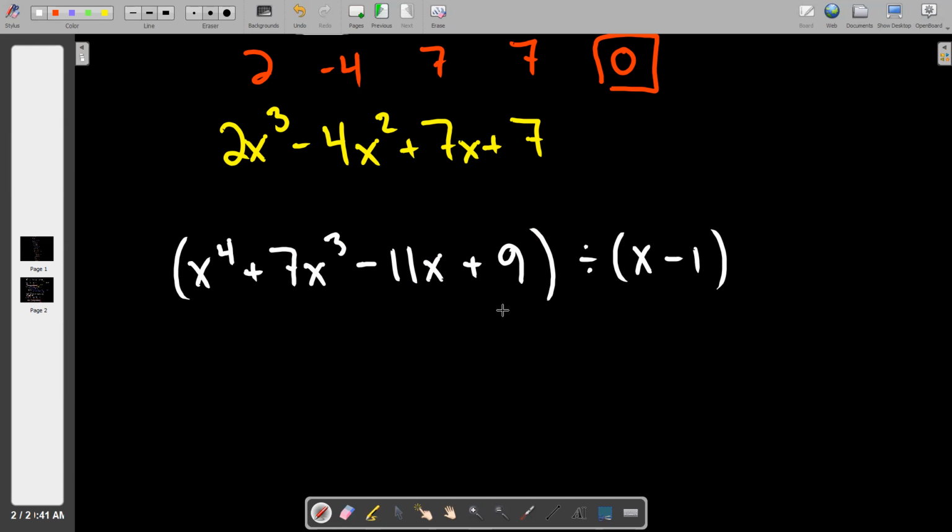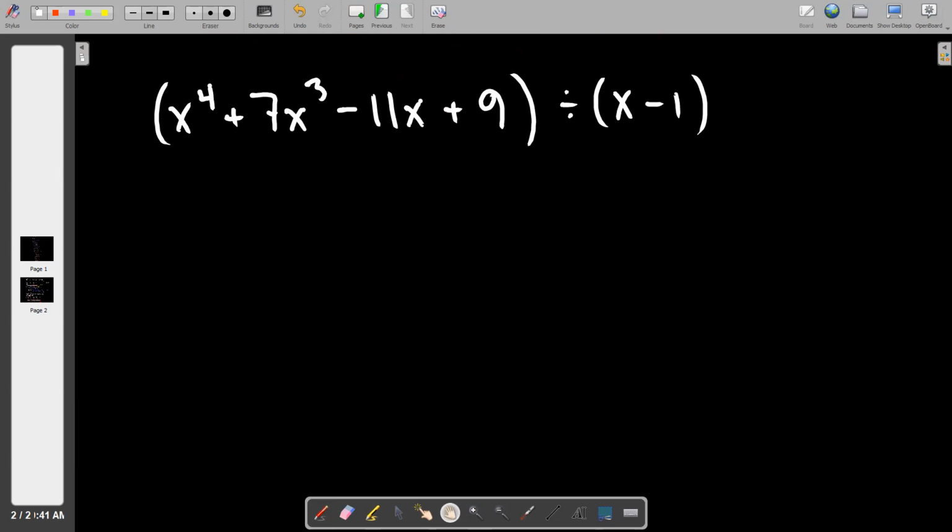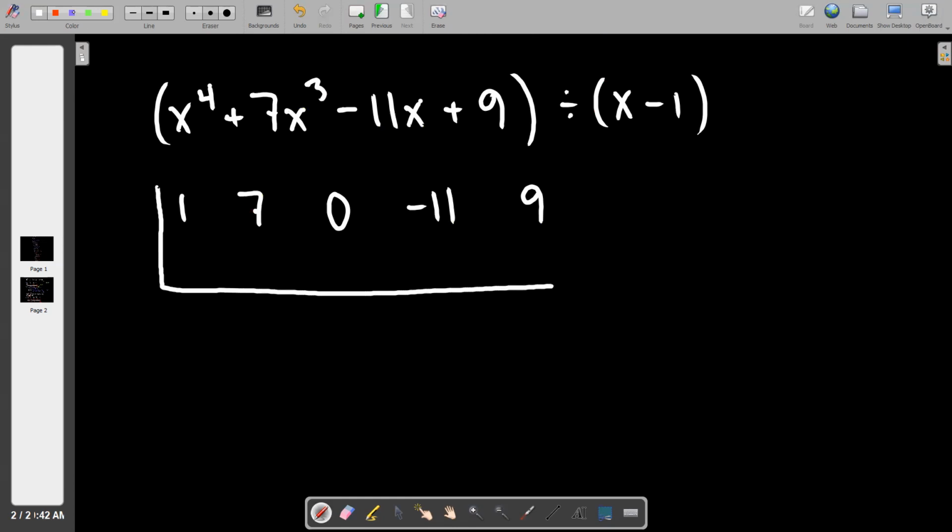So clearly there's a theme here, and you're not going to fall for it this time. This time, when I say to you, what numbers do we string across the top? You're on to me. What are they? 1, 7, 0, negative 11, 9. Pay attention to those exponents. They went 4, 3, missing 1, 0, right? And then we're going to synthetically substitute the number what? What number goes out here? Positive 1.